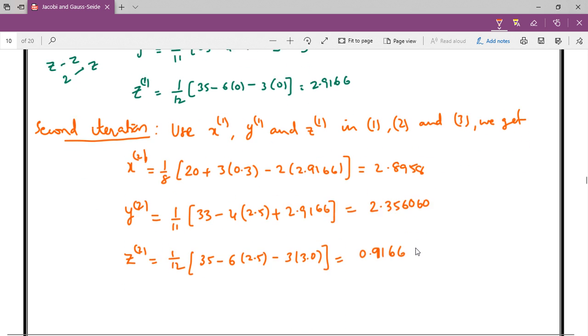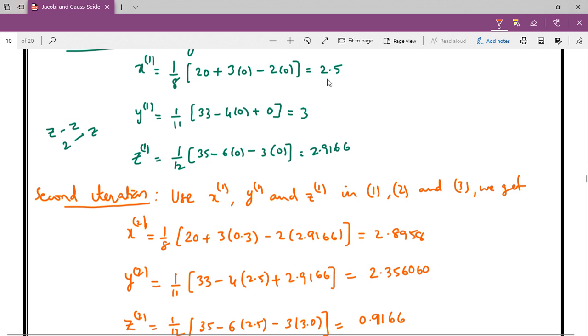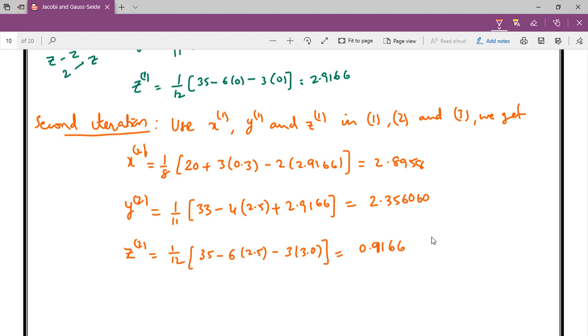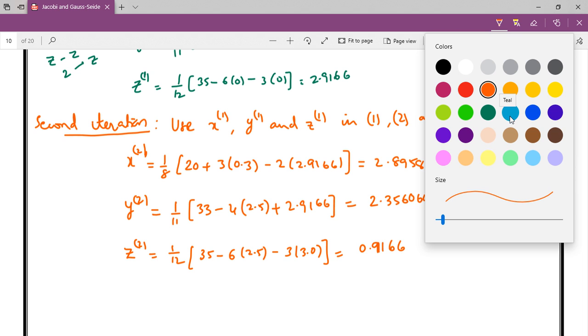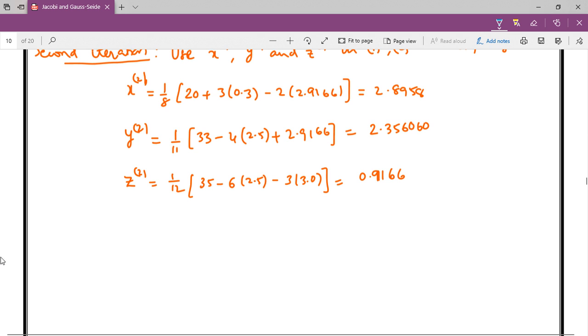See, we can see where the jump has occurred. z1 is 2.9166 to 0.9166. See where the jump has occurred: y is 3 to 2.35551, and x1 is 2.5 to 2.8958. So this is the second iteration. Now let us continue for the third iteration and so on. Once the iteration is set up, everything is done by the calculator. We just go on writing the iterations.